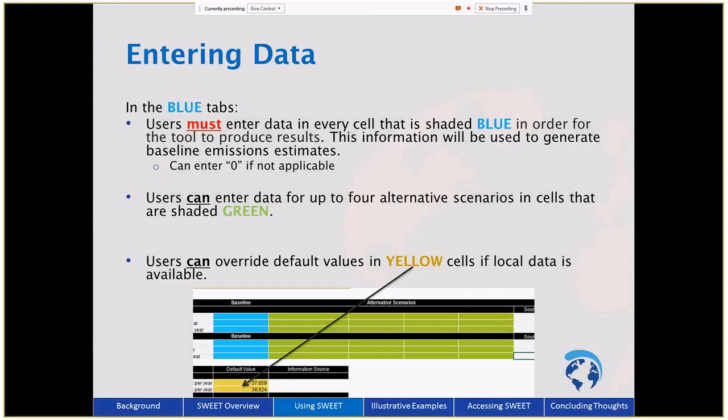So again, the blue cells must be filled in. This information is used to generate baseline emissions. If they want, users can enter 0 if a data field is not applicable, but we do ask that every one of these blue cells be completed. Users can enter data for up to 4 alternative scenarios, and those alternative scenarios are shaded green. And then users can also override default values, and default values are presented in yellow cells.